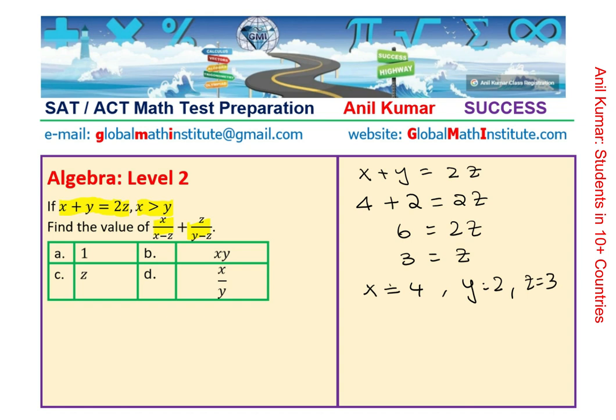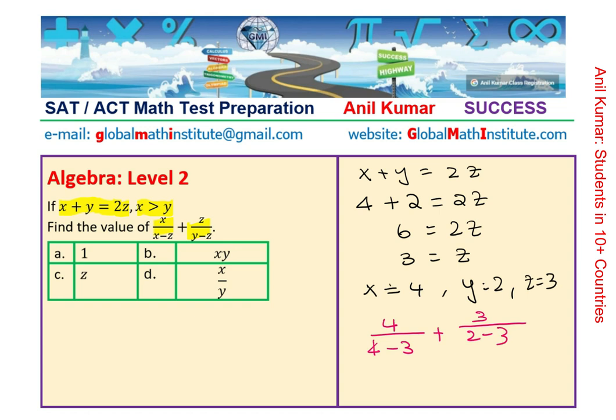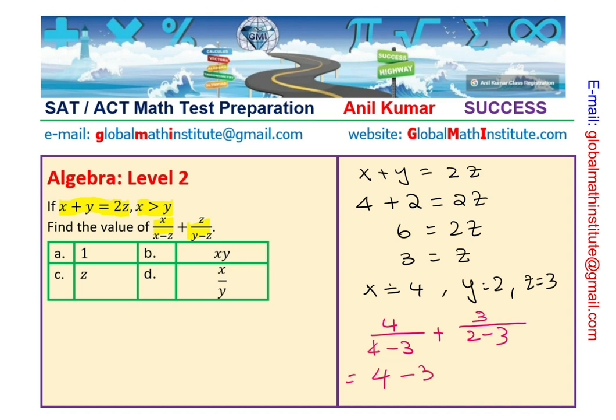So x over x minus z, that means 4 over 4 minus 3, right? Plus z over y minus z, which is 3 over 2 minus 3. You can evaluate this value, correct? Once you do that, what do you get? 4, and here you get minus 3 divided by 1, so you get 1, which is option A for you.